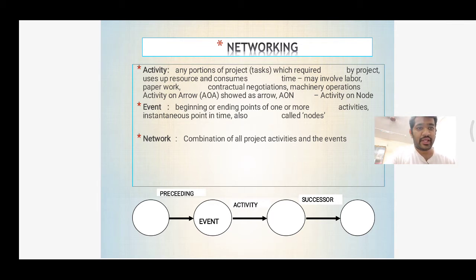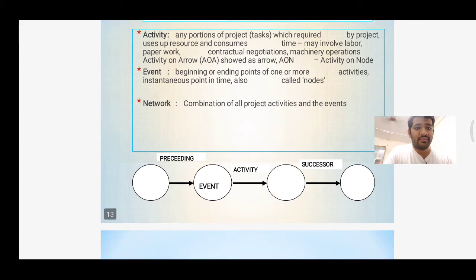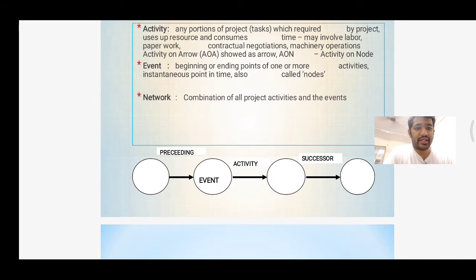AON, activity on node. Event: beginning or end points of one or more activities, an instantaneous point in time, also called nodes. Network: combination of all project activities and events, preceding event, activity, successor.